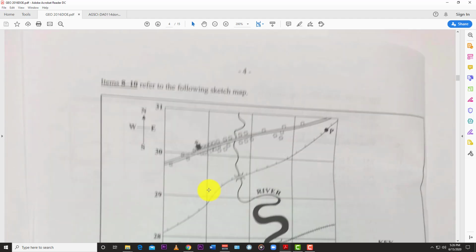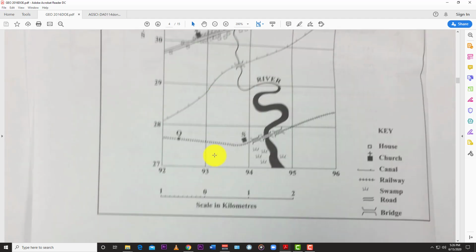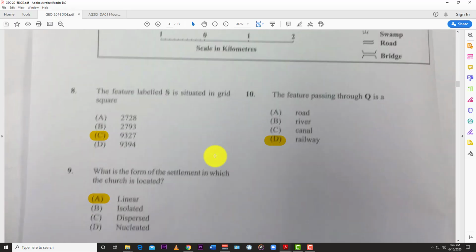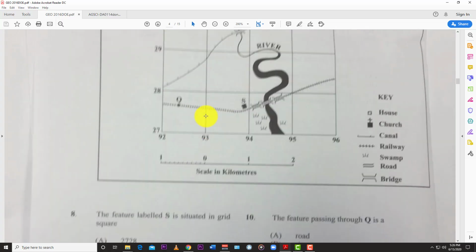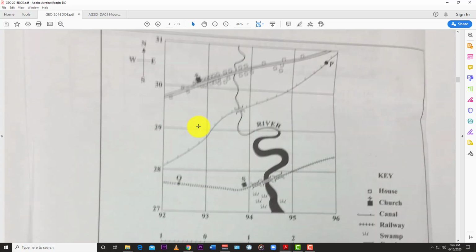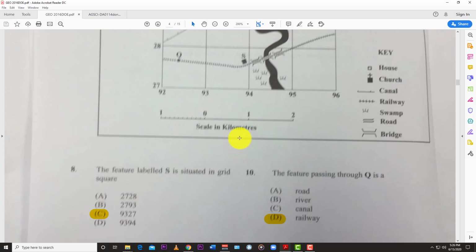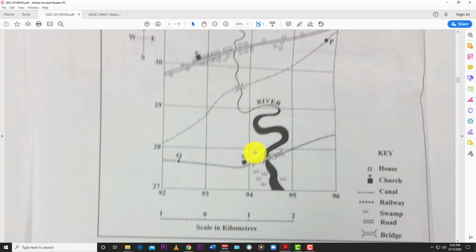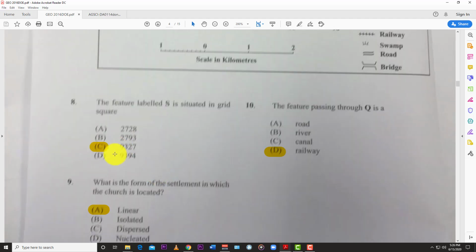Numbers 8 to 10 refer to the following map, a little blurry-ish, but we can make it out still. Number 8 asks, the feature labeled S is situated in the grid square. We are looking for S, and we see S right about here. We're looking at a grid reference here, and we know it starts in the 93 grid reference, all right, 93, and then we have the 27. So it's C, 9327.